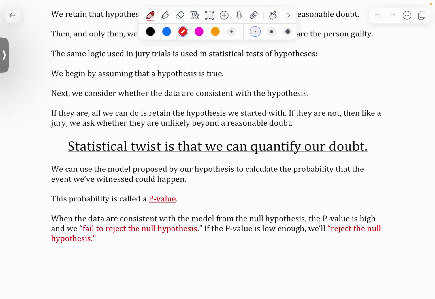For our wording, we say reject the null hypothesis and fail to reject the null hypothesis. This matches our wording of a jury trial, which is guilty and not guilty. Be aware that the wording of a jury trial is not guilty and innocent. It is guilty and not guilty. So we have that same wording here. Reject the null hypothesis. That's our guilty verdict. And fail to reject the null hypothesis. That's our not guilty verdict.